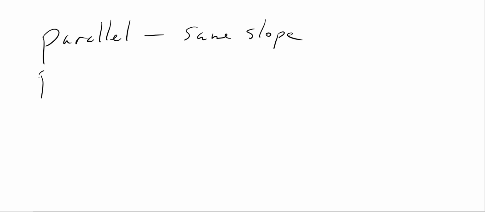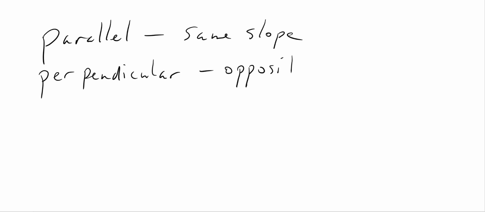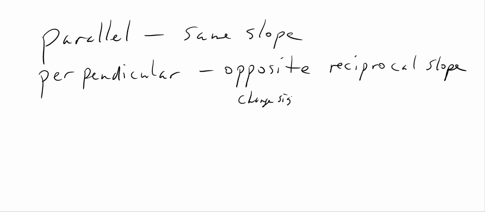And if it's perpendicular, that means it's opposite reciprocal slope. Okay? So opposite meaning you change the sign. We talked about this already. Change the sign. Reciprocal means you flip the fraction.